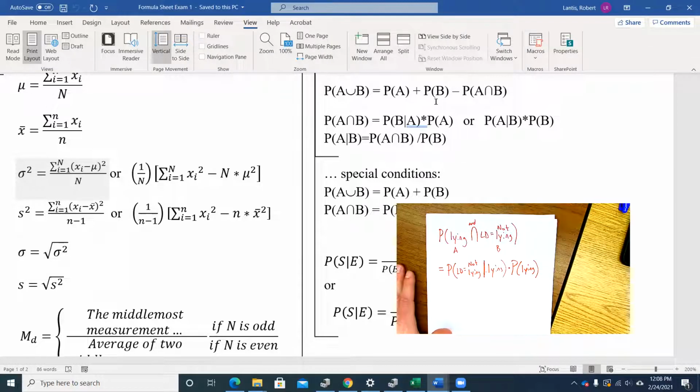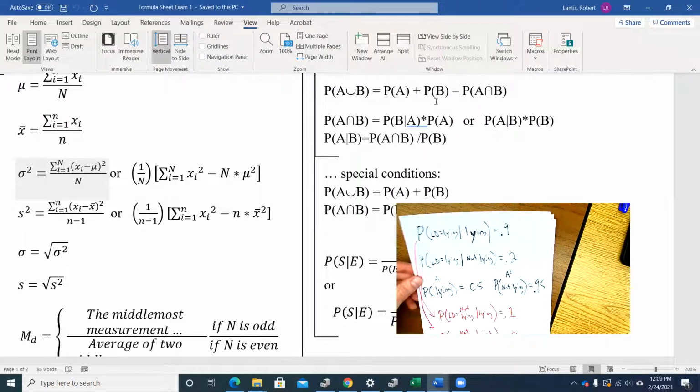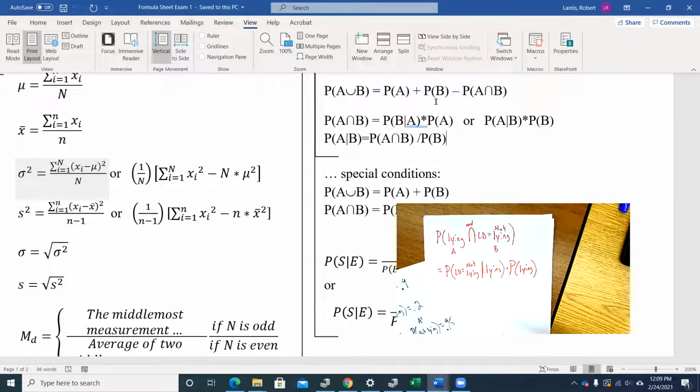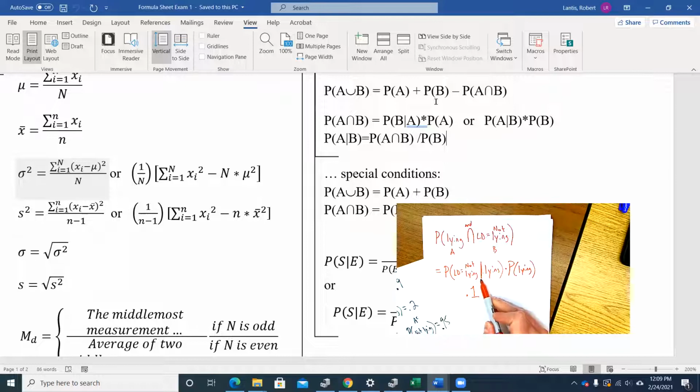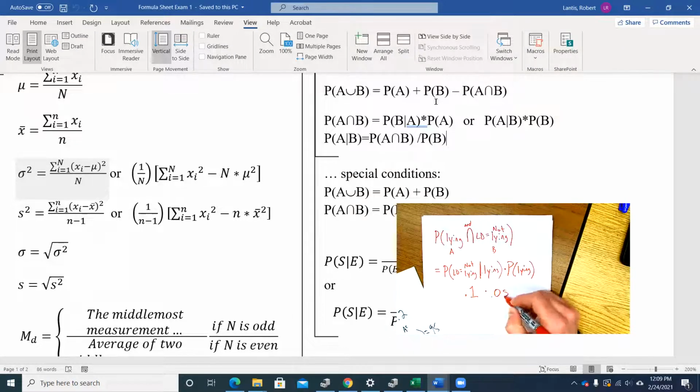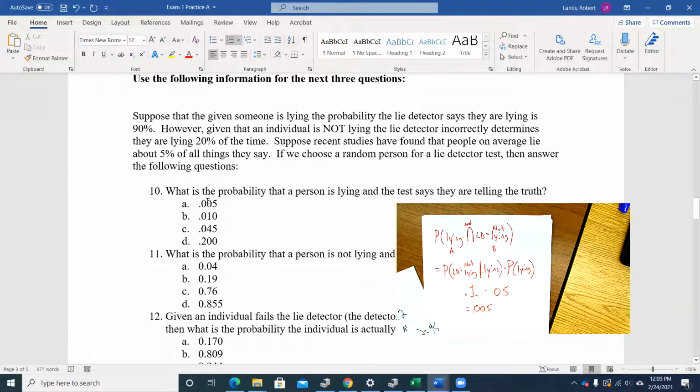Okay? Now from here, it's just a matter of plugging our values in, right? Because we already determined these things earlier. So if we look back, well, it's not here, so we have to go all the way down here, so I have to cover this up for a second. But given that someone's lying, the probability the lie detector test said they weren't lying was 0.1. So we have that conditional probability, plug it in as 0.1. What's the probability that someone's lying? Well, that was just 0.05. So this should just be 0.005. Go back. Sure enough, that's answer A there.